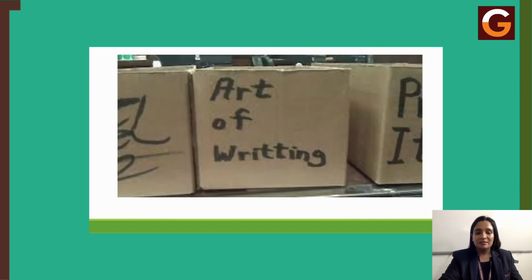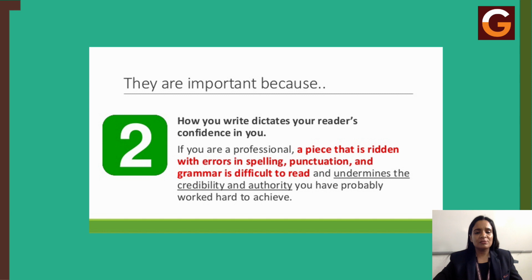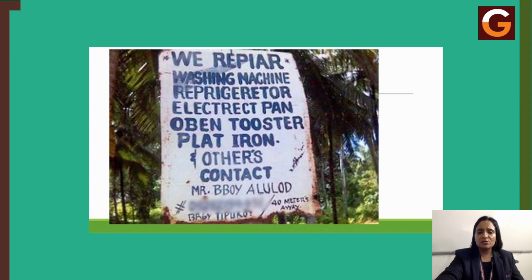"Art of writing," double T. It is art of writing, W-R-I-T-I-N-G. So they are important because spelling, punctuation and grammar is very important, and they are an indispensable part of grammar. Here you can see lots of mistakes. "We repair washing machine, refrigerator, electric pan, open toaster, flat iron and others contact." See the number of mistakes that could be read here. That itself keeps the organization's name down.